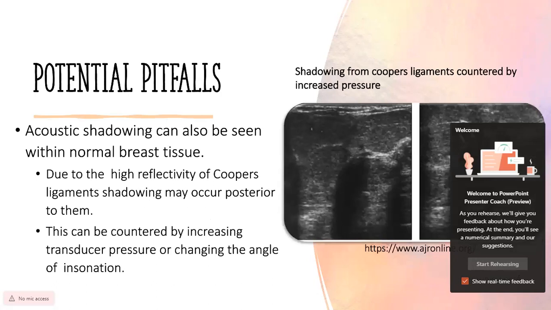Okay, another pitfall is that we can see this with Cooper's ligaments, which are normal anatomical structures within the breast, as they are highly reflective and may cause posterior acoustic shadowing as well. This can be countered by increasing our transducer pressure or changing the angle of incidence.